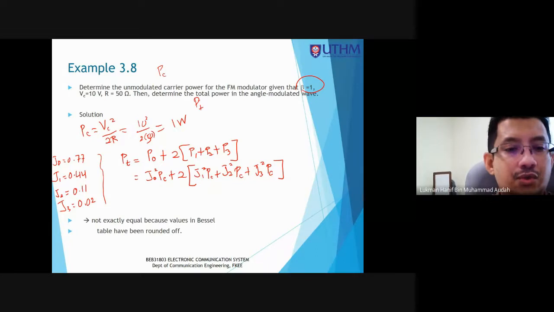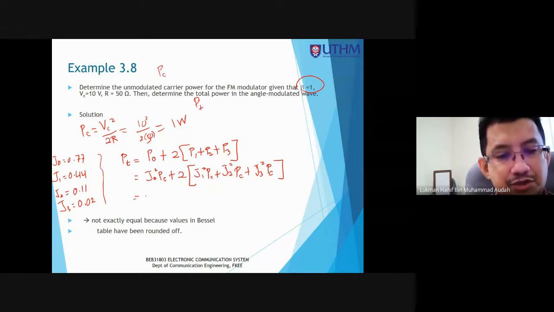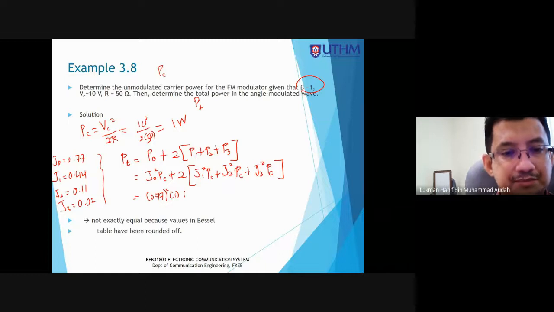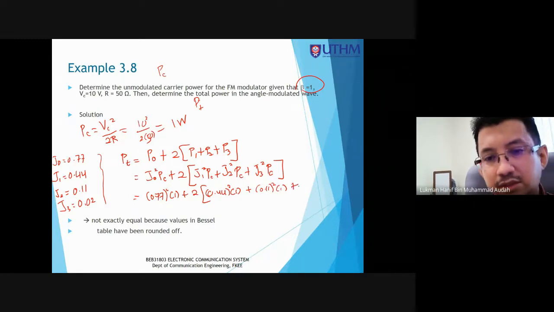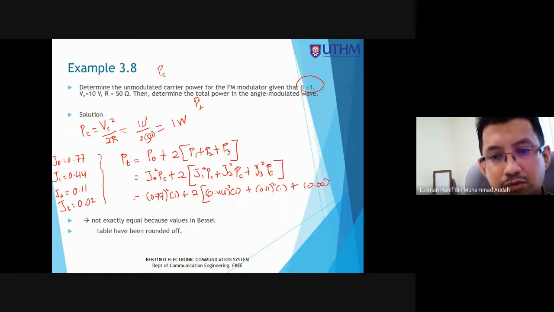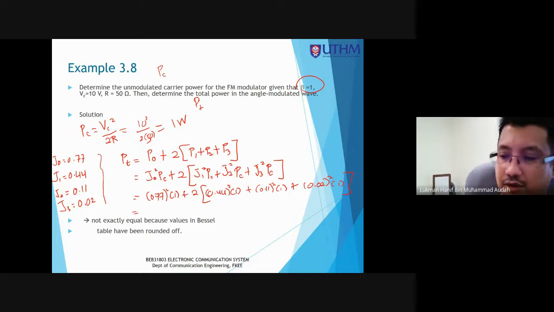So now we just substitute the values, which is 0.77 squared, in brackets 1, plus 2 times 0.44 squared, this is 1, plus 0.11 squared plus 0.02 squared. So this can be calculated.